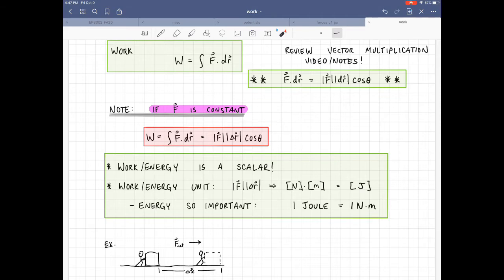Now, it's a scalar quantity, which means there's no direction associated with work or energy, but there is, of course, a unit. And the unit we can think of just by looking at the product here. I'm multiplying the magnitude of the force with the magnitude of the displacement. Well, remember, force is a Newton, and the displacement unit is a meter. So a Newton meter is the unit for work or energy, and we use energy so much. Energy is such an important quantity in physics that we call this unit Newton meter. When we're dealing with energy, we call that unit a joule. So 1 joule equals 1 Newton meter.